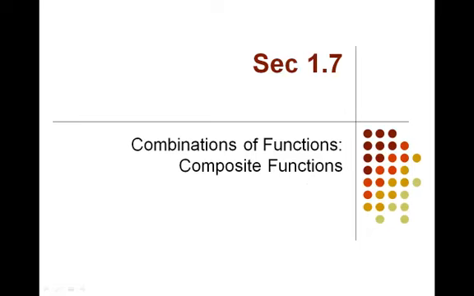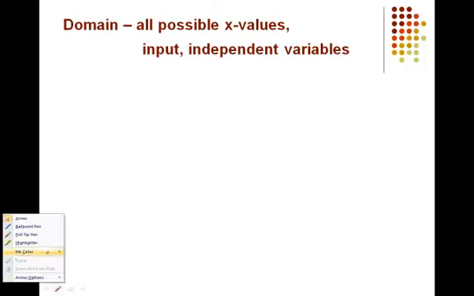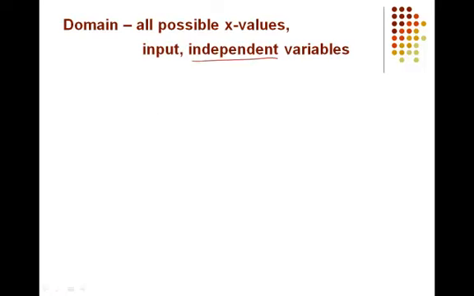Section 1.7 is combinations of functions, and part of that is dealing with composite functions. So before we get started on the composites, let's talk about domain. Domain is the set of all possible x values. In other words, your input values, which can also be called our independent variables. What are the things that can be put in place of x that we can use in a function?